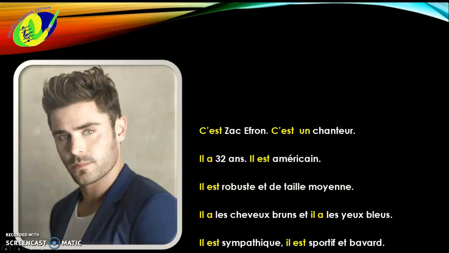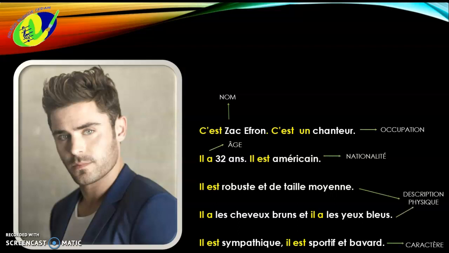So, I know that you don't understand all this vocabulary. Maybe you understand one thing or two, but you don't understand everything. So don't worry, because that is exactly what we are going to be studying. I only want you to have the general idea of a description. If you can see here, we're talking about le nom, the name, l'occupation, l'âge, la nationalité, la description physique, et le caractère, personality. That is what I want you to have the general idea of how a description is in French. Let's start with the vocabulary.